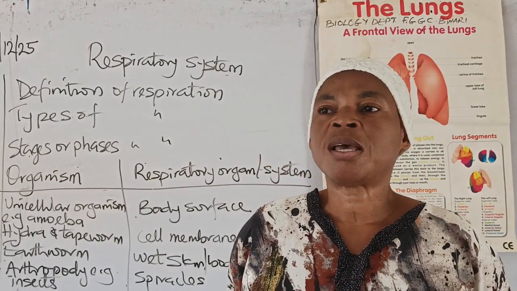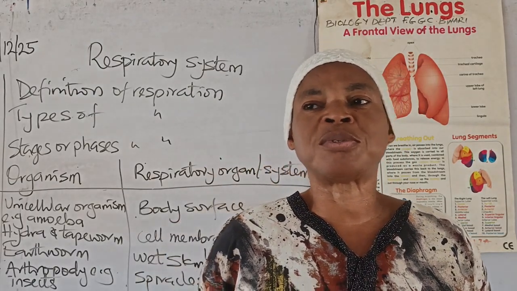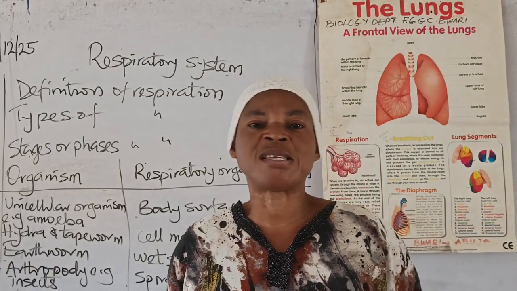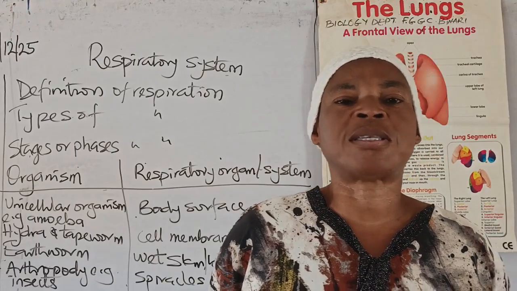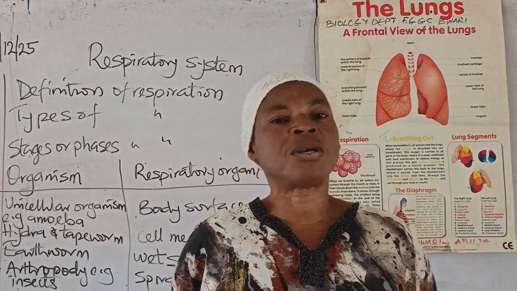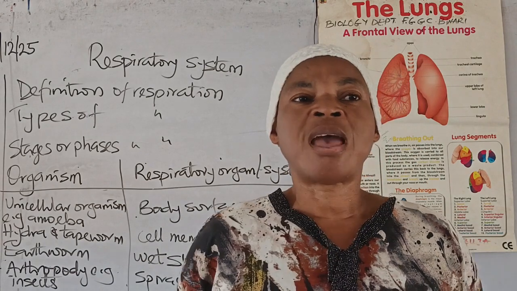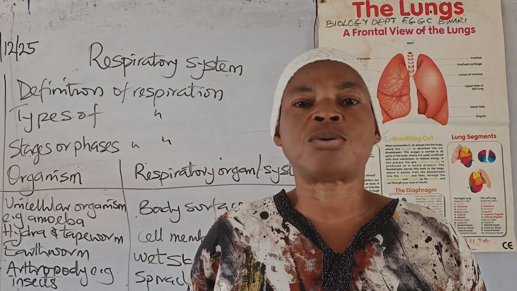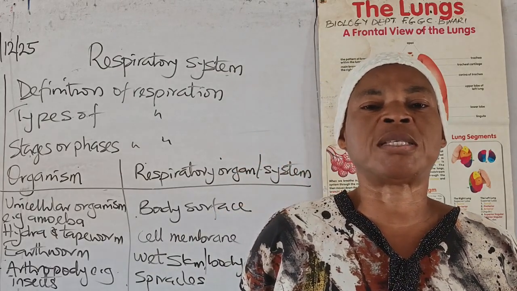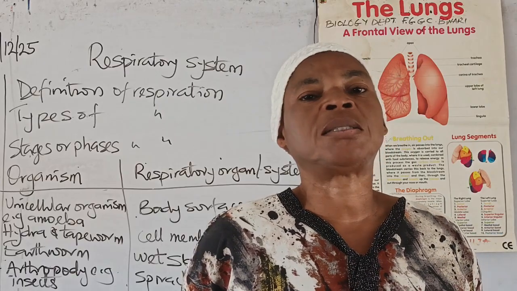So respiration can be defined as the biochemical activity of the cells in which glucose is broken down by a series of reactions controlled by enzymes to release energy, carbon dioxide, and water vapor. And we have two types of respiration: aerobic respiration and anaerobic respiration. Aerobic respiration is the type that requires oxygen. That means that without oxygen, that type of respiration cannot take place. And that is the type of respiration that is found in both plants and animals.